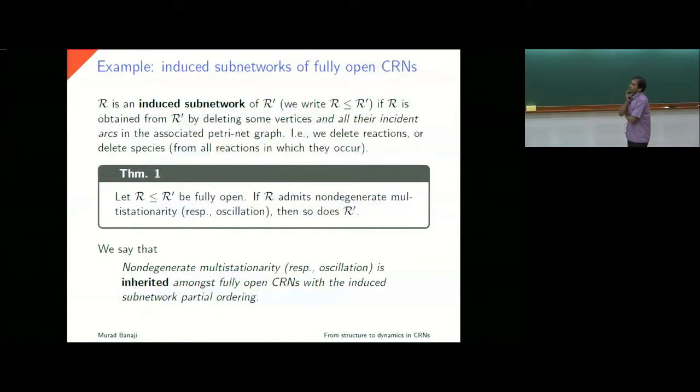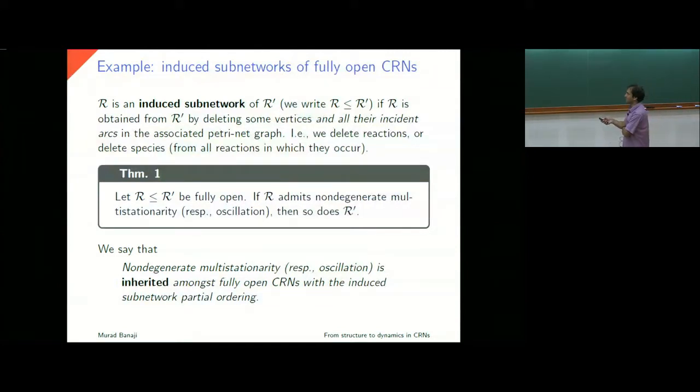So here's an example of a result. It's actually an amalgamation of several results in 2 different papers. I've used this less than or equal to symbol deliberately because this is a partial order on the set of all chemical reaction networks. So I'll say that R is an induced subnetwork of R prime and write it in this way, if R can be obtained from R prime by deleting species and deleting reactions.